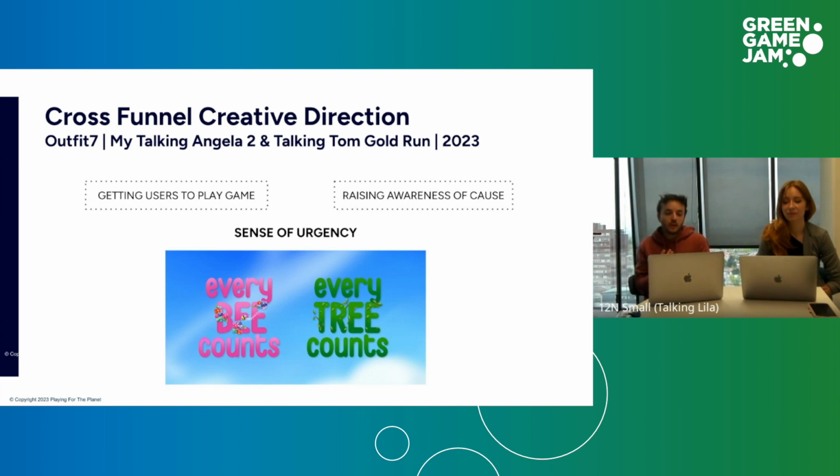So what we did, and the main message of the distribution creative direction, was that we basically wanted to say that every small action counts if it's made by a community of players, a community of like-minded people. So that's why we went with a spin on every drop counts, but saying for Angela that every bee counts. So enticing all of our users to obviously play the game, collect the bees, and make a difference that way. And in Tom, that every tree counts. So planting trees.